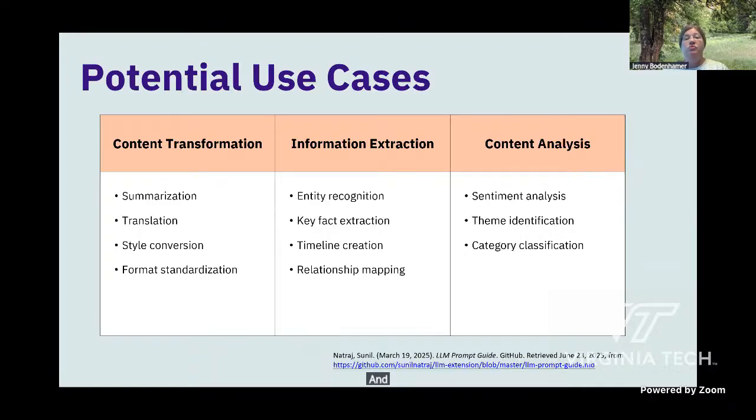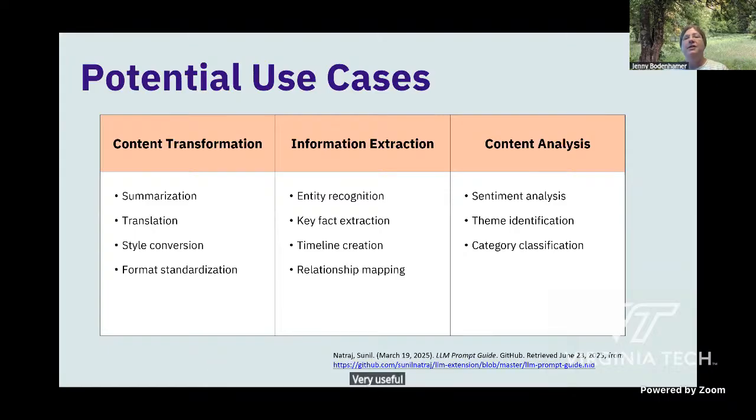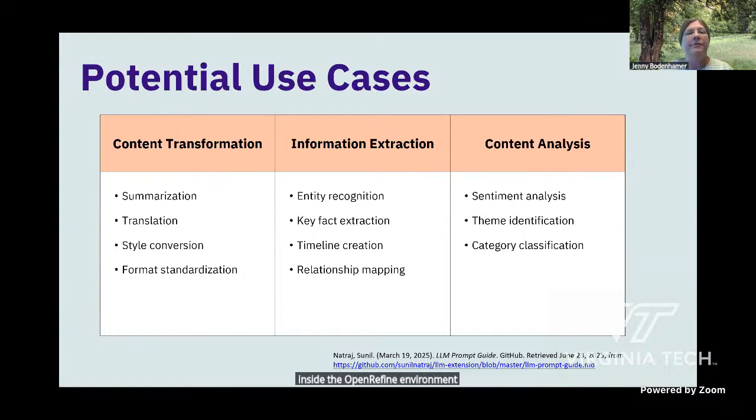And it can do recognition, kind of like we saw in the last presentation of finding photos. It can be kind of cool because it can extract information from a bit of information and take it out, which is very useful. But I'm going to take it to this third column, and this is content analysis. I'm going to show how you can use content analysis to double check your work, kind of like we did in uploading a spreadsheet to ChatGPT in the last presentation, but inside the OpenRefine environment. So it's kind of fun.